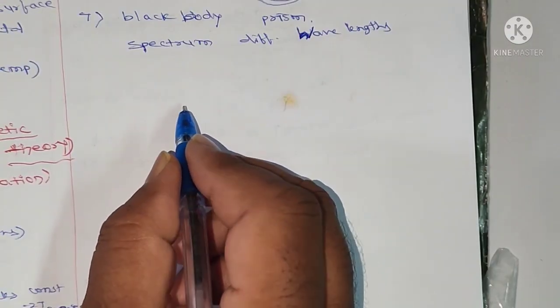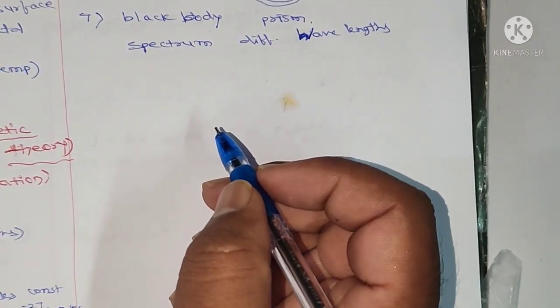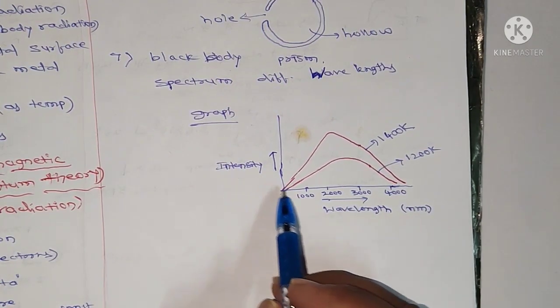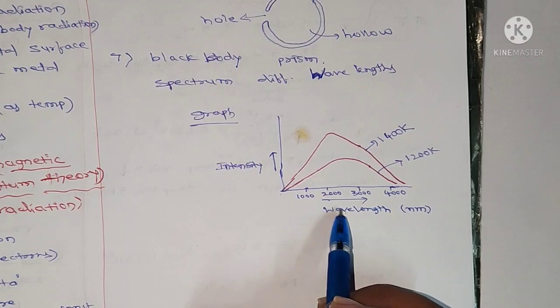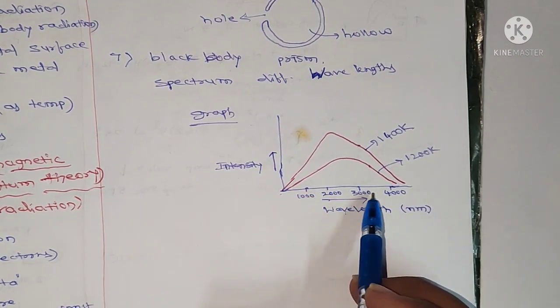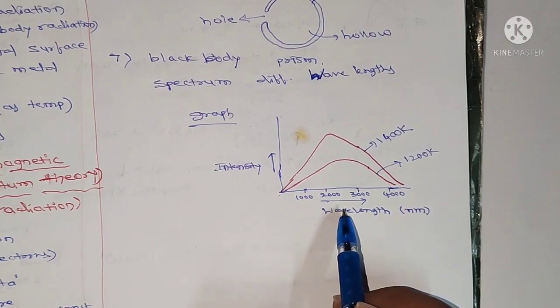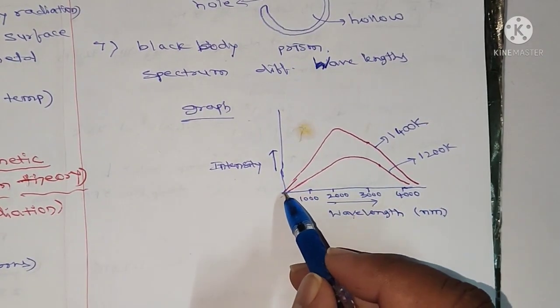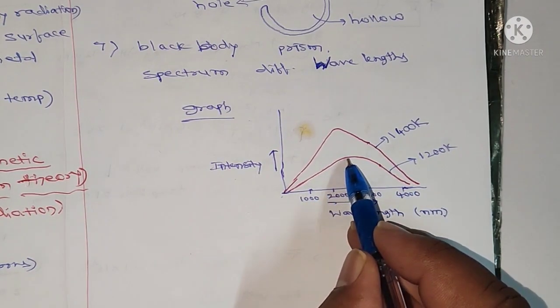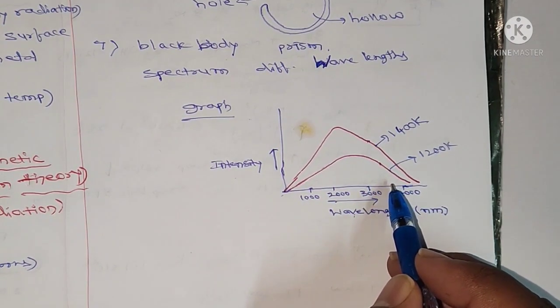Let me draw the graph. This is the graph between intensity and wavelength. On the y-axis we are taking the intensity, on the x-axis we are taking the wavelength, and this is the peak at higher temperature, and this is the peak at lower temperature.